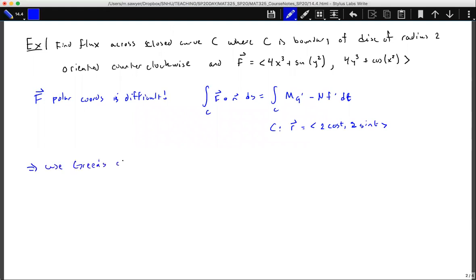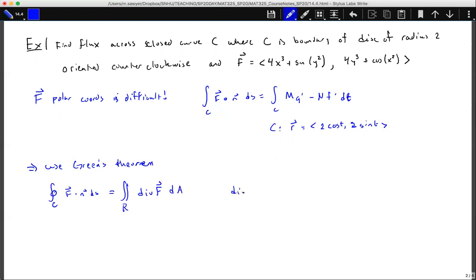This is a closed curve because we're dealing with a circle, and our curve is oriented counterclockwise, so we've met the conditions for Green's theorem. So we have a closed curve, C, f dot n ds, we're looking for flux. So over this region, we're looking at the divergence of f dA.